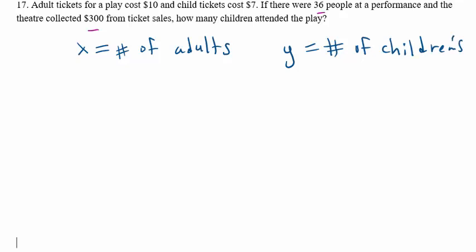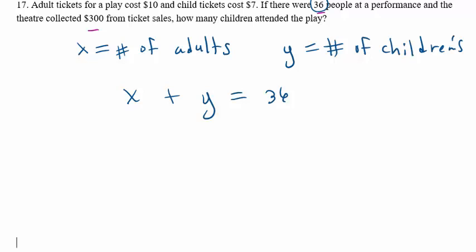Okay, and because we don't know either of those, we need to set up two equations. The first equation is pretty straightforward. You just take the number of each of them, add them together, and you get the total number of people who attended, which was 36.